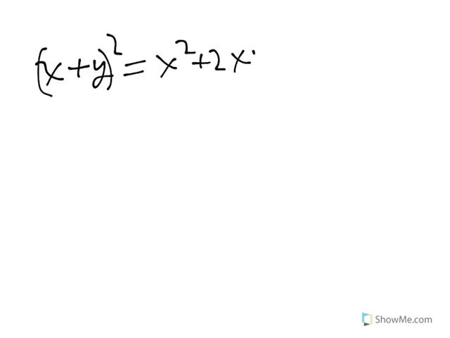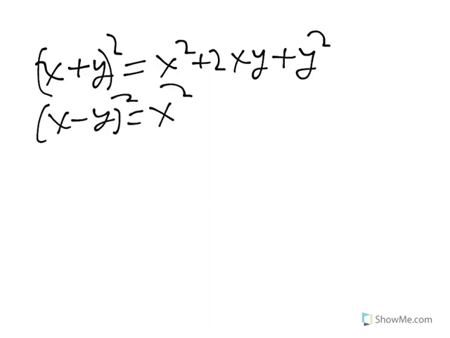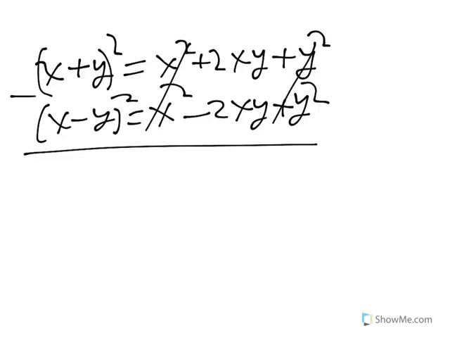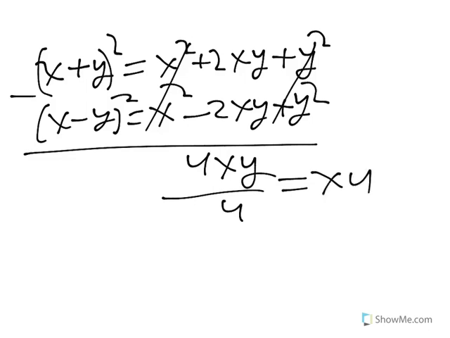This algorithm works because (x plus y) squared is x squared plus 2xy plus y squared, whereas (x minus y) squared is almost the same thing. It's x squared minus 2xy plus y squared. So if you subtract these two things, these go away, and you end up with 4xy. So if you then divide it by 4, you get xy, which is the product.